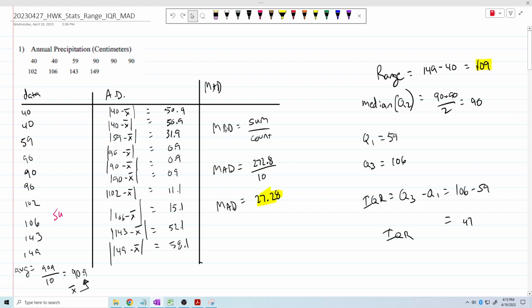Once you do that, we're going back to calculating the mean absolute deviation. The mean at this point is again sum over count, just like over here when we found 90.9, sum over count. So you add up all these deviations, you get 272.8. There are 10 data points, so you divide by the count, and you get your mean absolute deviation of 27.28. Not bad, not bad. That's how you do it, guys.